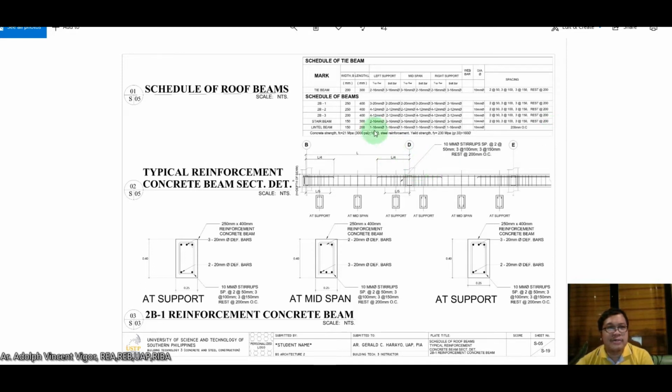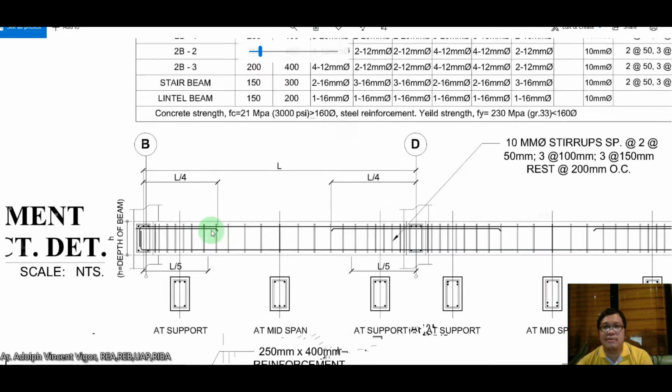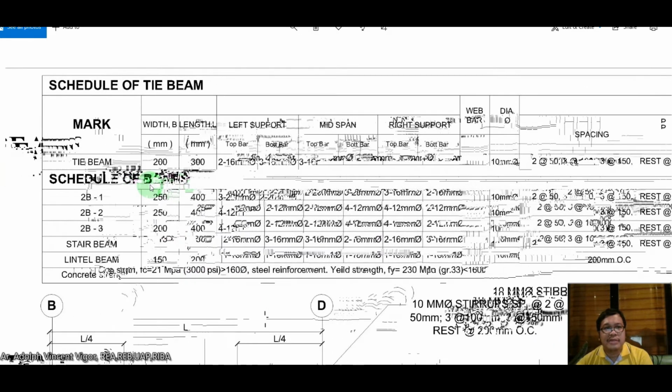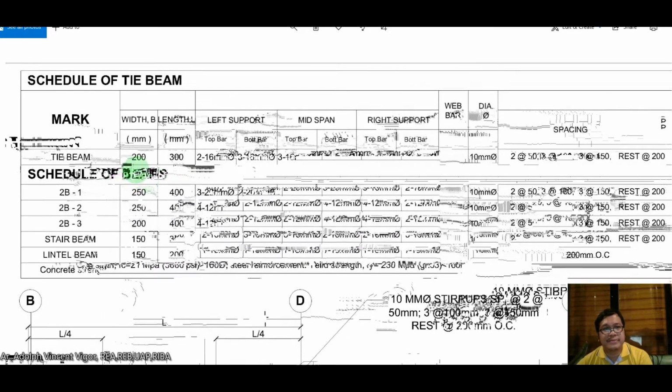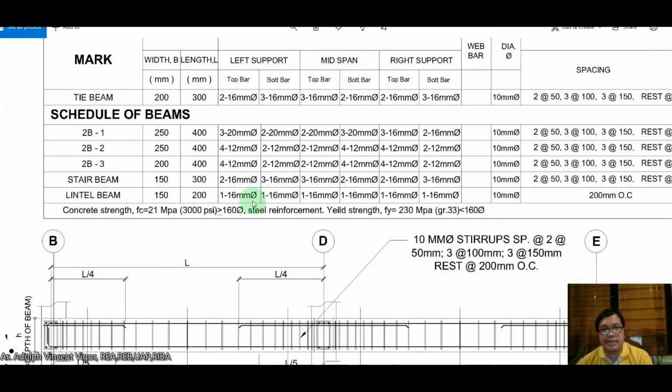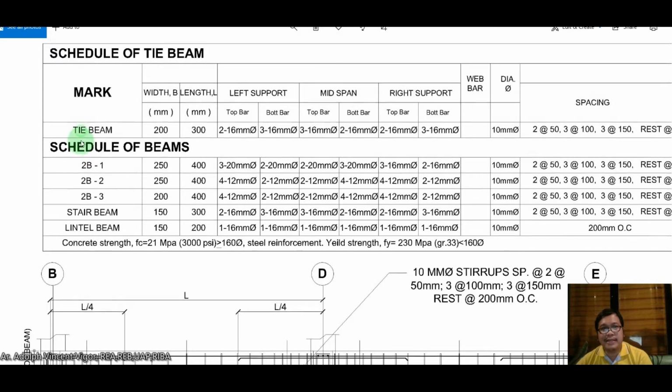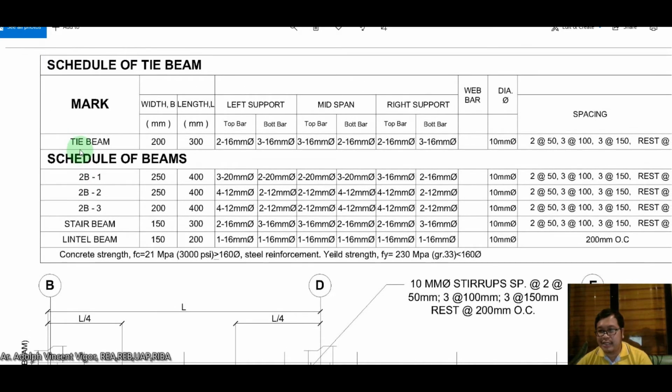Let me zoom this one. So these are the different types of beams. The tie beam, class, is what you can see at the ground level. It connects all the columns together so that it would act as one system.